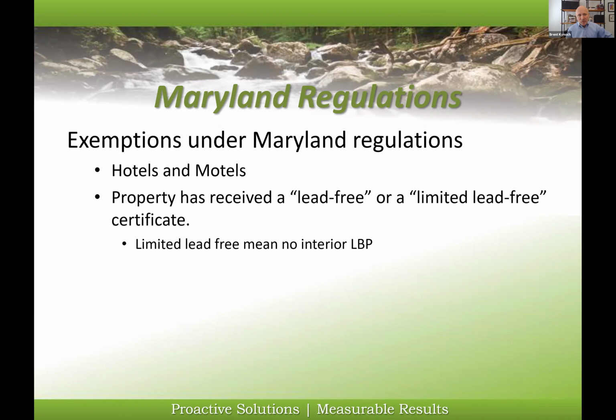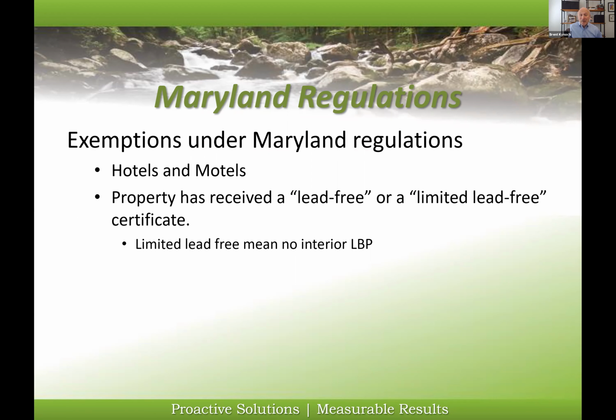Exemptions under the Maryland regs are for hotels and motels, and if a property has received a lead-free or something called a limited lead-free certificate. And here's what limited lead-free means. Limited lead-free means there's no lead-based paint on the interior of the unit or the building that the unit is in. Even if there's none on the interior of the building, but there's lead-based paint on the exterior, you still have a requirement for testing. It's called a limited lead-free certificate.